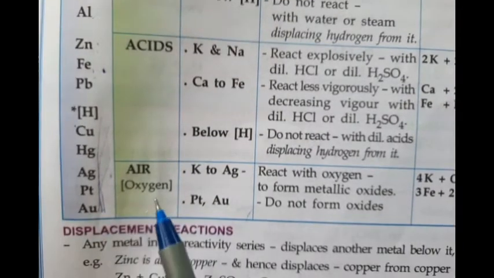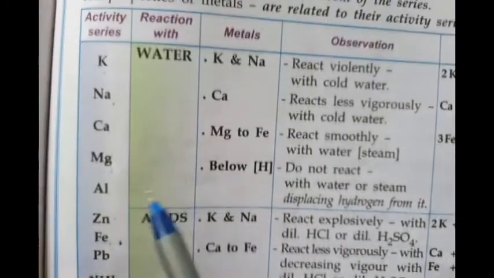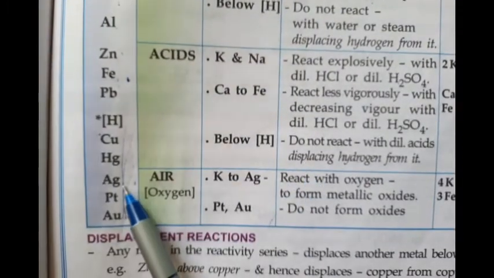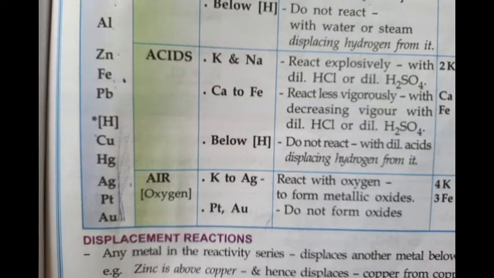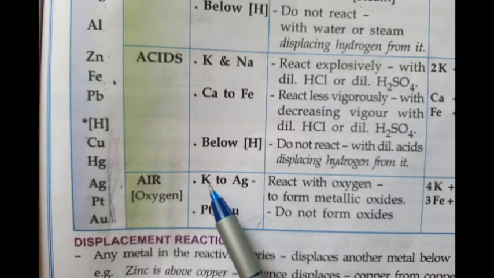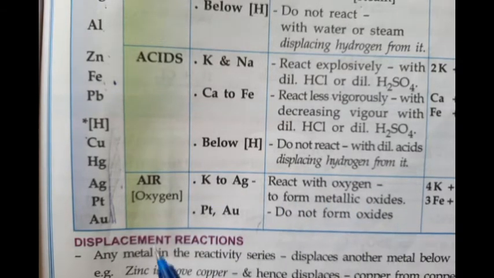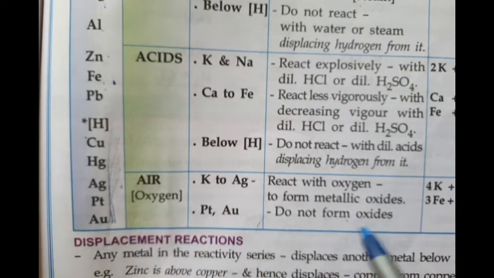Now we see the reaction with air. Potassium to silver means this one. From potassium to silver means still here. They react with oxygen to form metal oxide, because these all are metals. Okay, potassium is a metal, silver is a metal. So when they react with oxygen, they form metallic oxide. But these two do not. Platinum and gold do not form oxide.